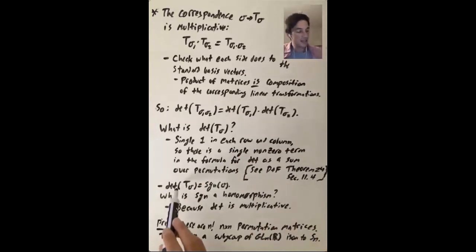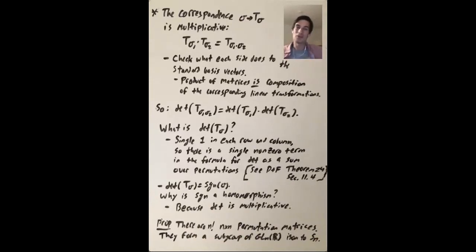But what this is going to tell us is that the determinant of T sigma is going to be the sign of sigma. So this gives us another way to understand why sign of a permutation is a homomorphism, because the determinant of the product of matrices is multiplicative. So that's sort of equivalent to saying that sign is a homomorphism.